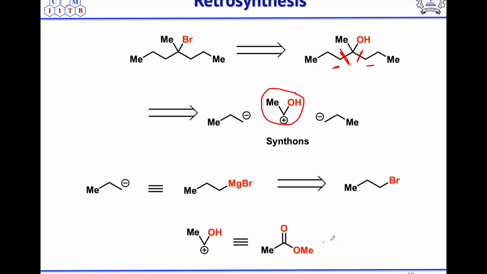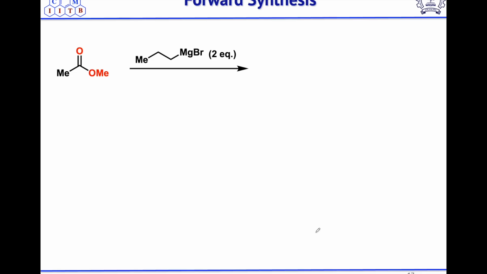So in forward synthesis, we will start with this methyl ester, and we will add two equivalents of this propyl magnesium bromide reagent. So what will happen? It will add twice to this carbonyl carbon, and it will give a tertiary alcohol, right? So you can see, we get a tertiary alcohol with the addition of these two propyl side chains.